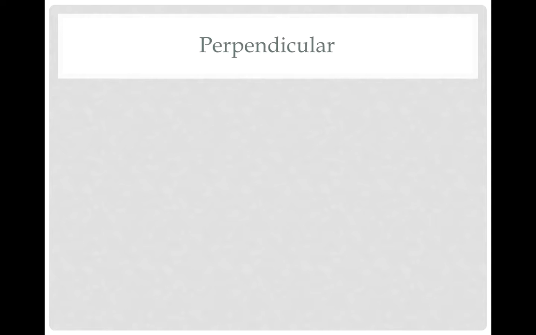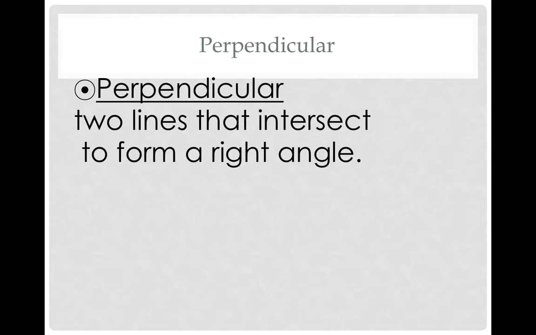Alrighty, the next type of angle and line property we're going to talk about are perpendicular lines. So what are perpendicular lines? Well, they are two lines that intersect, and when they intersect and slice each other, it doesn't have to be in half, but when they slice each other, they will form right angles. So they will intersect each other at a 90-degree angle.